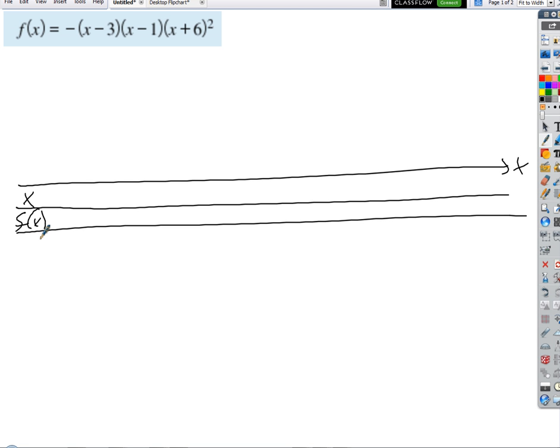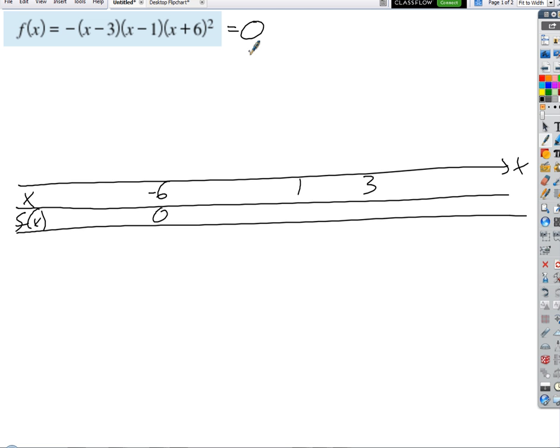What did we say they were? -6. In order, they'd go -6, 1, and 3. Okay. And what do I put in the y row with those? 0, because they're x-intercepts, right? We get those by setting our function equal to 0 and solving the equation, right?